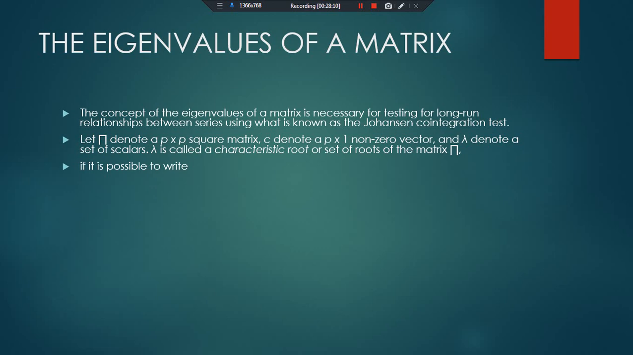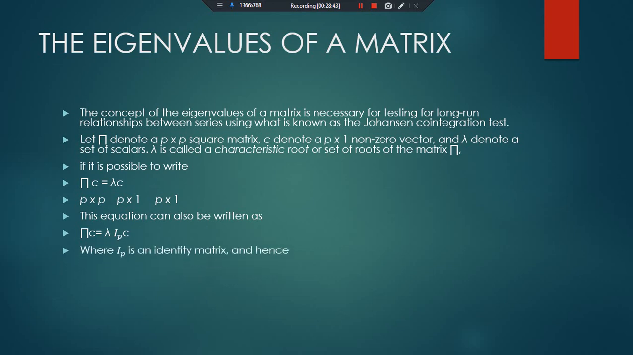If it is possible to write pi times C equal to lambda times C, with pi being P cross P and C being P cross 1, where we are going to find lambda and C. This equation can also be written as pi C equal to lambda I_P C, where I_P is an identity matrix, and hence (pi minus lambda I_P) times C is equal to 0.